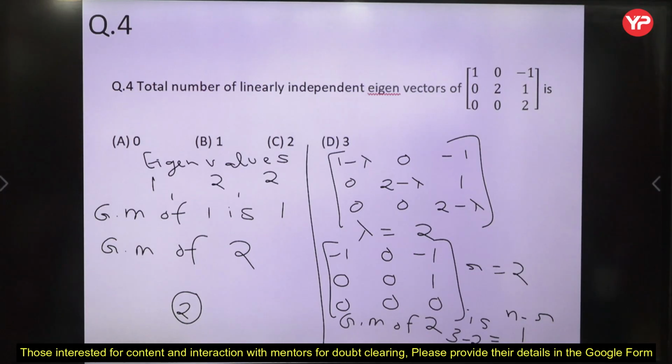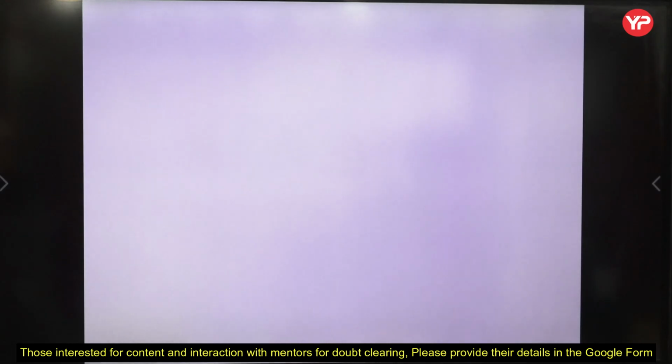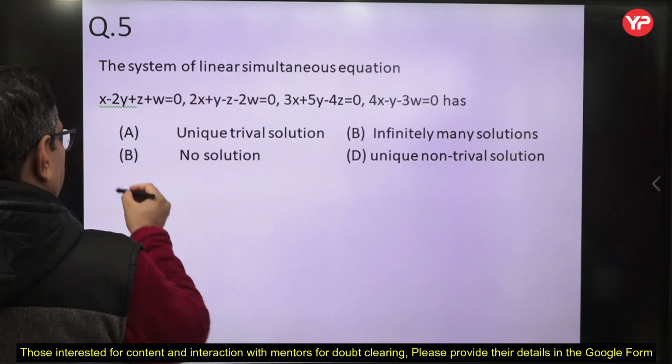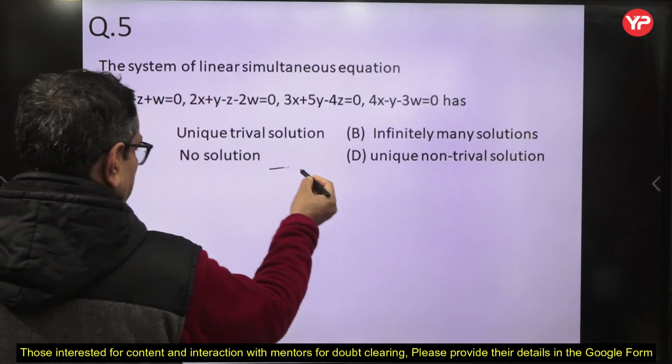Now come to the next problem. So in this question you have to identify the type of solution of the system. Okay, how many solutions are there in this system? So if we see this system, there are 4 variables involved. Okay, x, y, z, w. There are 4 variables. So we can make a matrix A like this one.